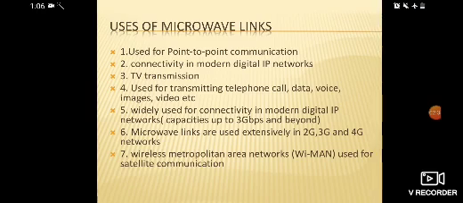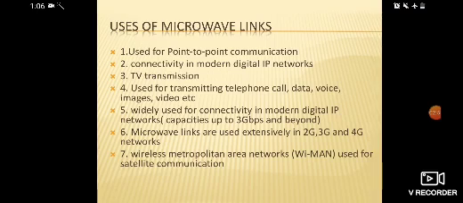When we have point to multipoint communication, a link is shared with a number of devices. So the use of a microwave link is point to point communication.